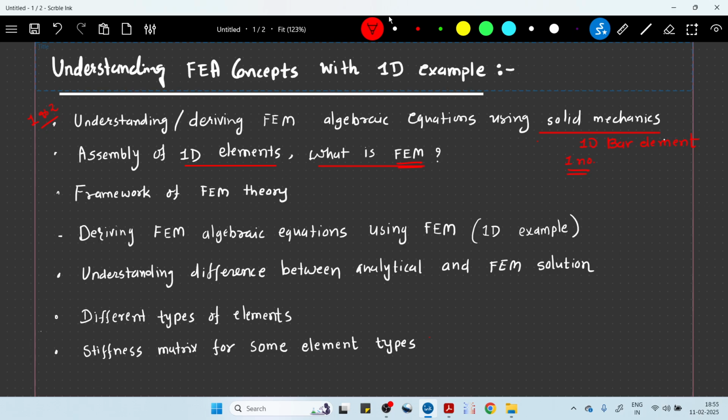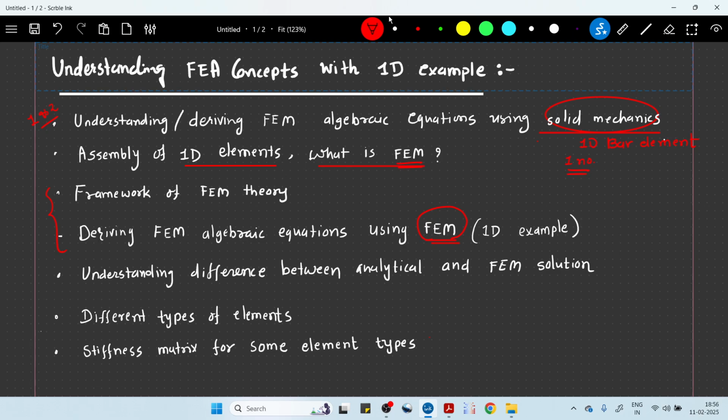Then we will see the framework of FEM theory and deriving FEM algebraic equations using the FEM method. Till now we have done it for the 1D bar element using the solid mechanics approach. Here we will see it with the FEM method, so we will derive the same algebraic equations but with the FEM method. These topics might take a couple of hours, so this might be a couple of videos on these two topics.